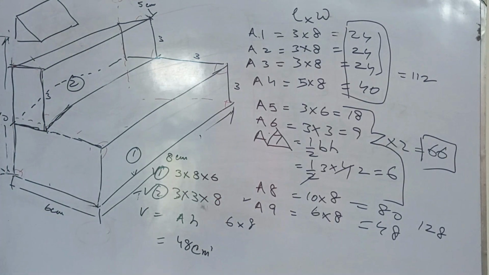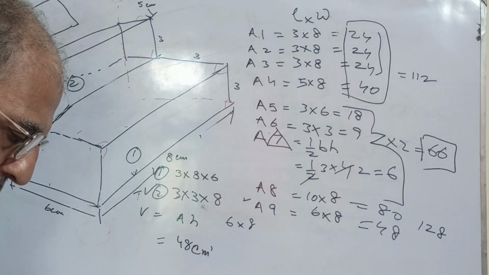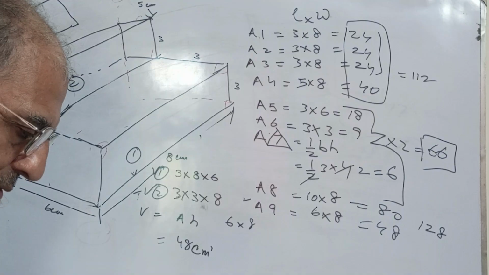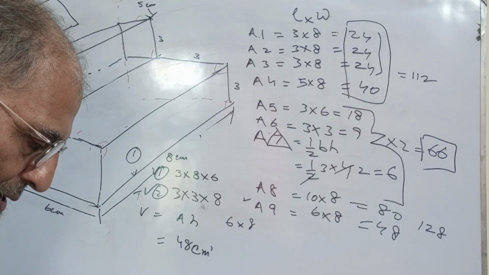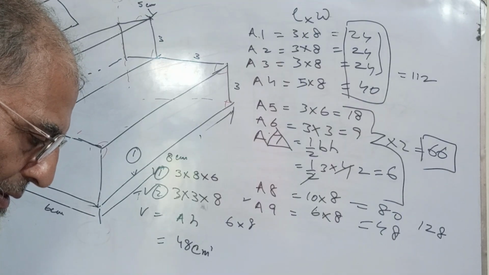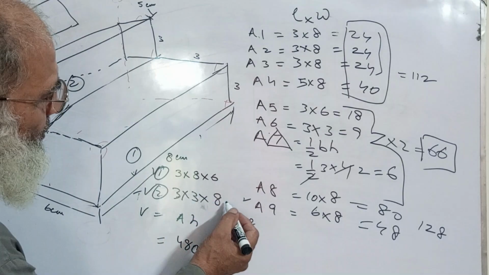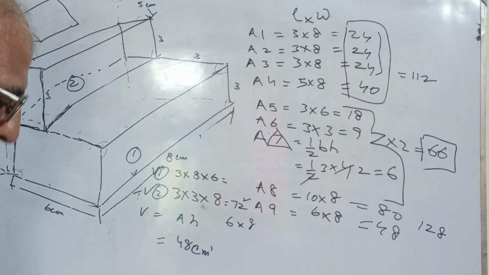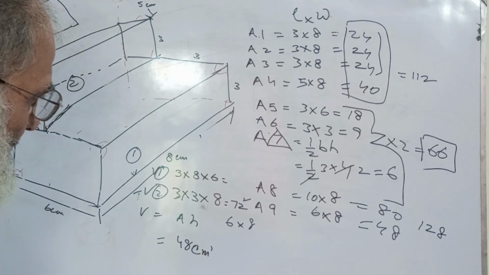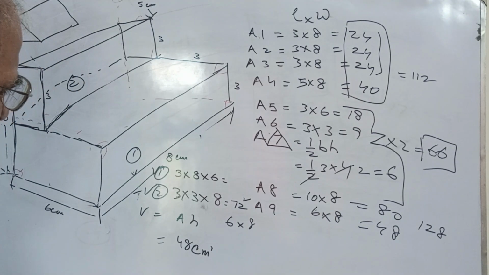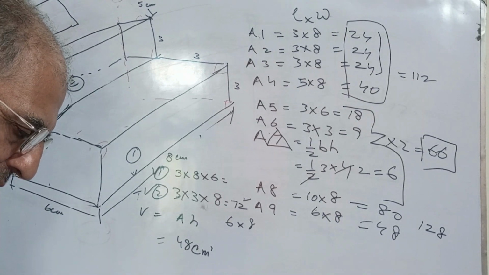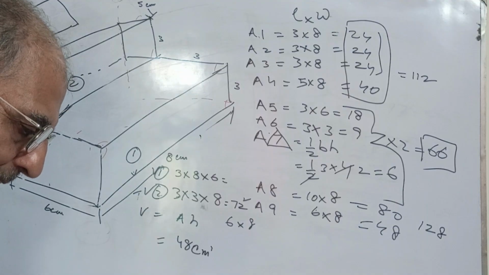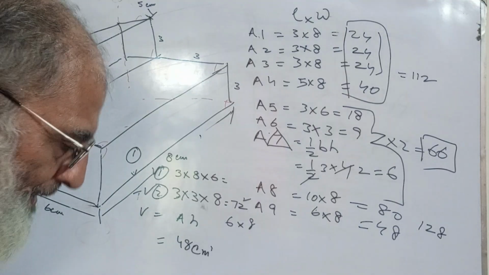So this is 48. Here again, 6 and 9. 9 times 8 is 72. It is 72, and this is 24 times 6. 18 times 8. It is 140.